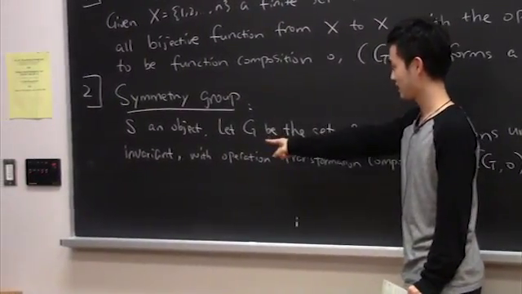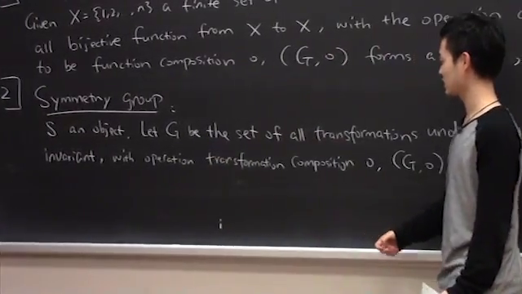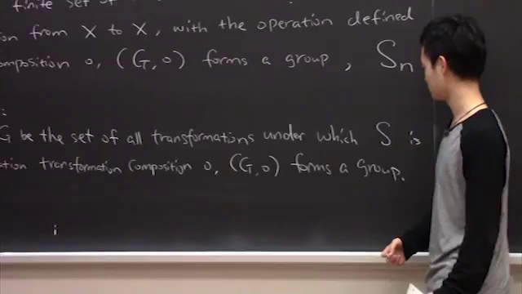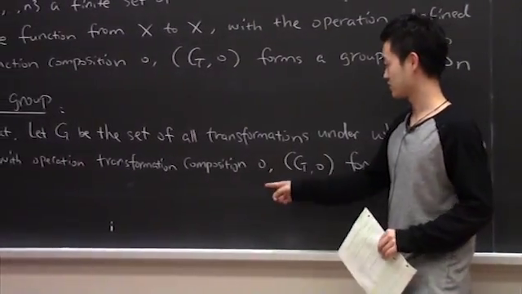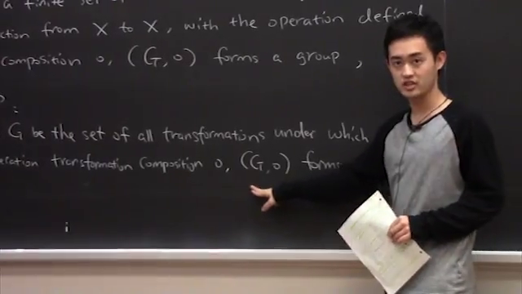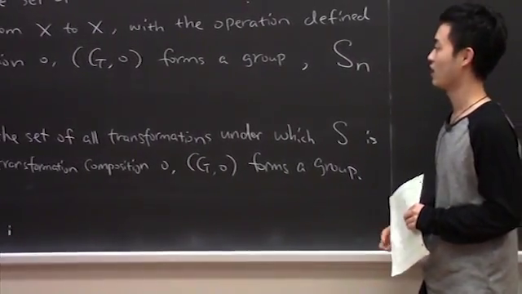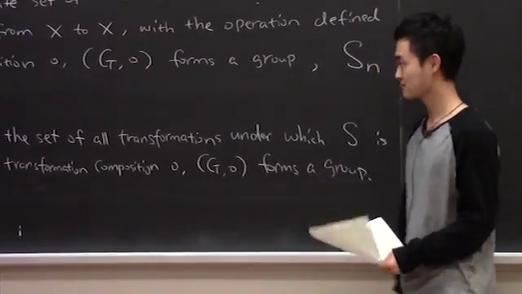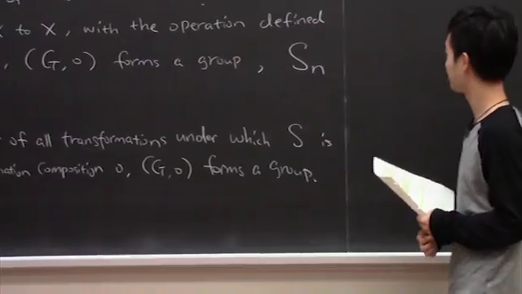The second group is the symmetry group. We start with S, an object, for example an image, and we let G be the set of all transformations under which S is invariant. With the operation of transformation composition, this pair, G with composition, forms a group. We call it the symmetry group of that object S. Equipped with these two examples, we're ready to get started.